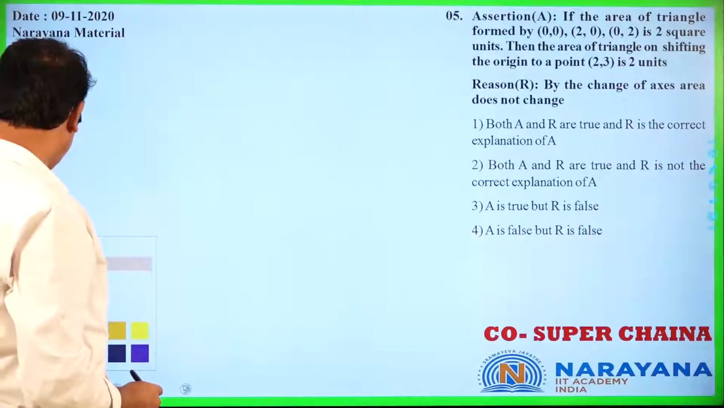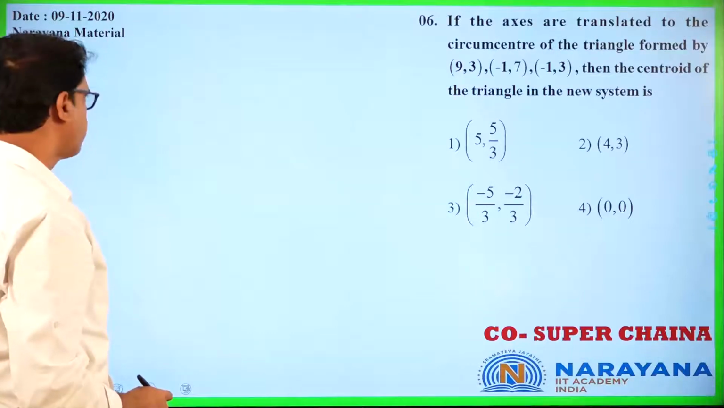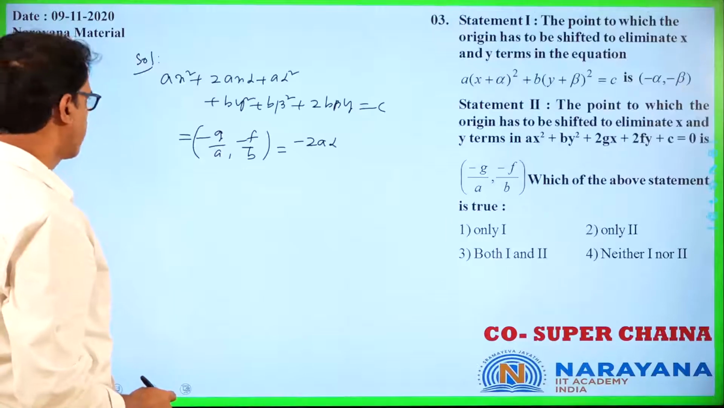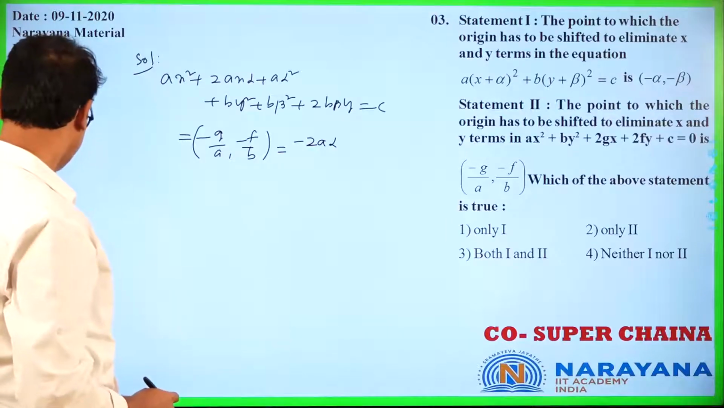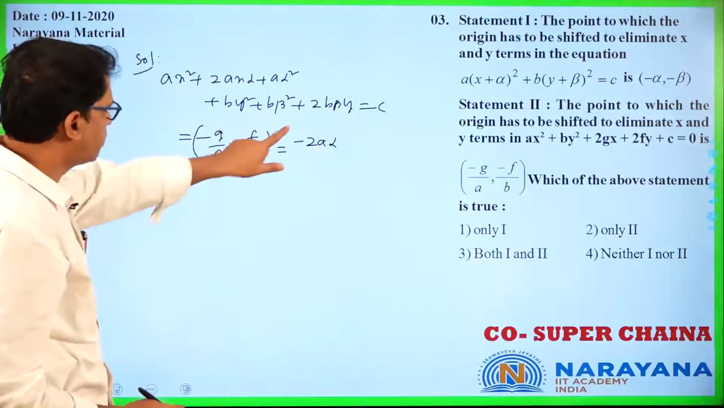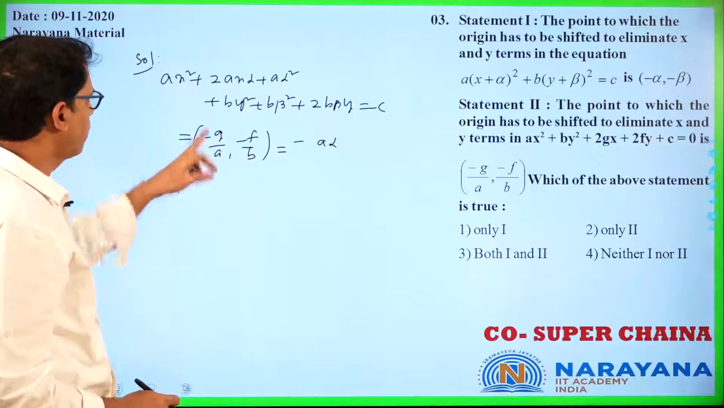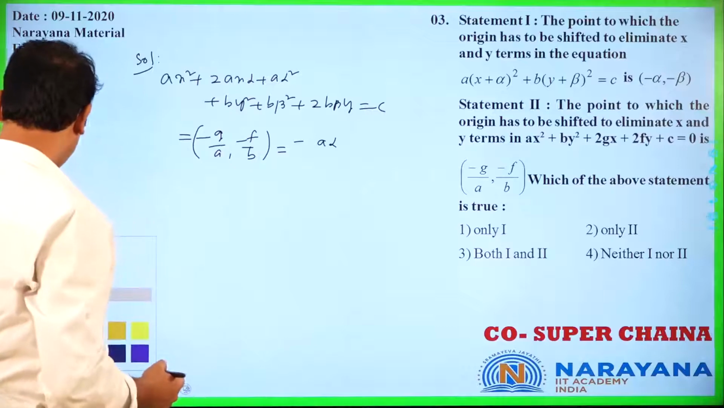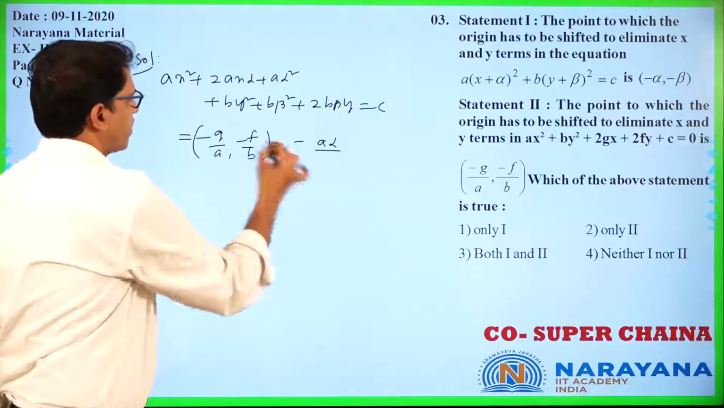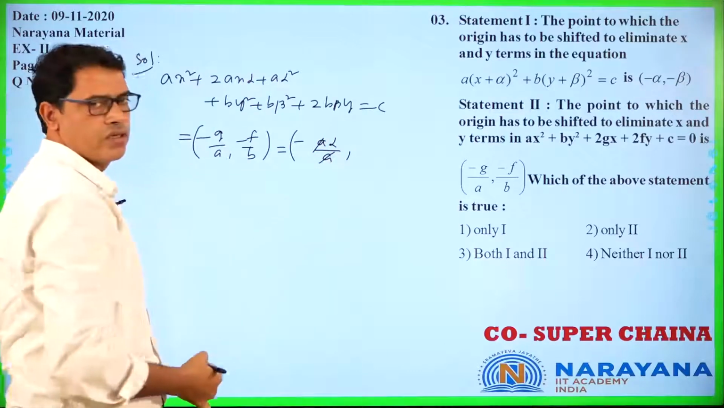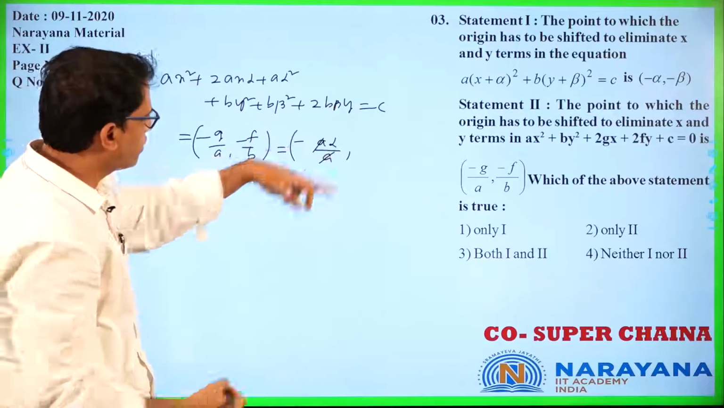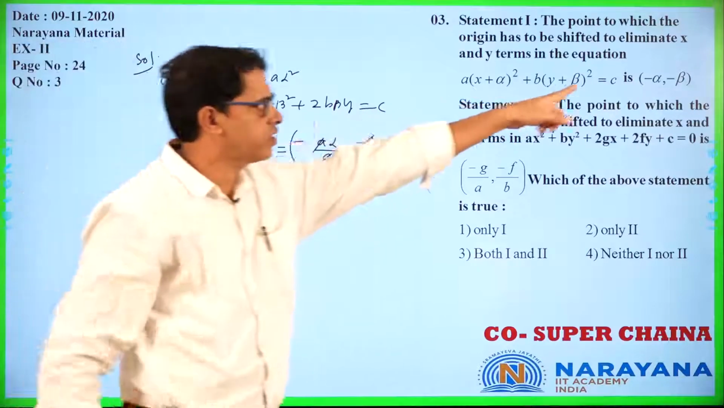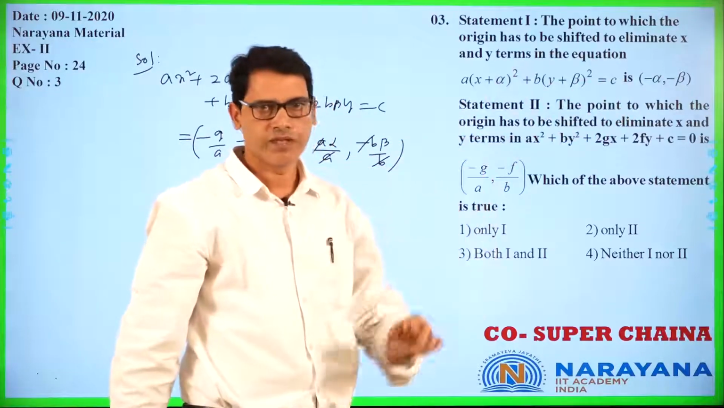Here the g value is minus a alpha, half of the x coefficient. Then in the place of a, the a value is there, so it cancels out. Similarly, minus f, half of the y coefficient, is minus b beta. So b cancels out, giving minus alpha comma minus beta. So statement 1 is right.